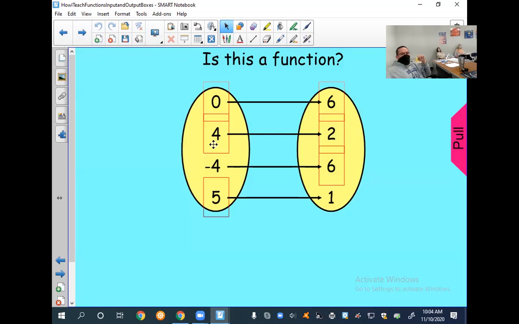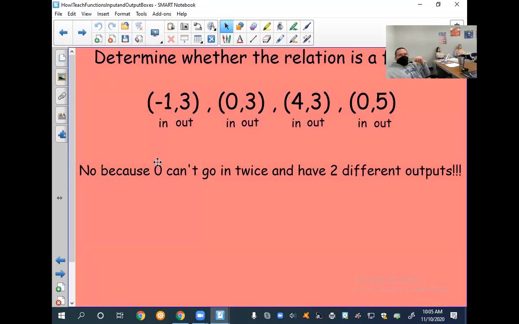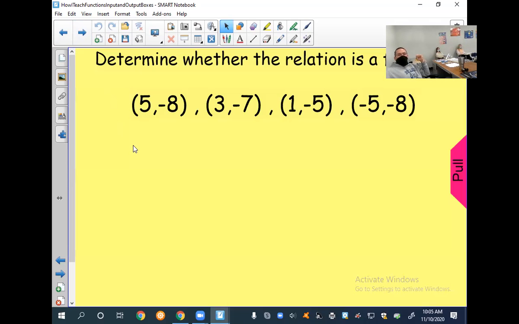Looks pretty. Nothing's repeating over here. We like it. Different style. What about this one? Which one of these numbers is the X, the -1 or the 3? Are the X's repeating? Oh, yeah. A 0 and a 0. Can a 0 go to a 3 and a 0 go to a 5? No. So is that a function? No.